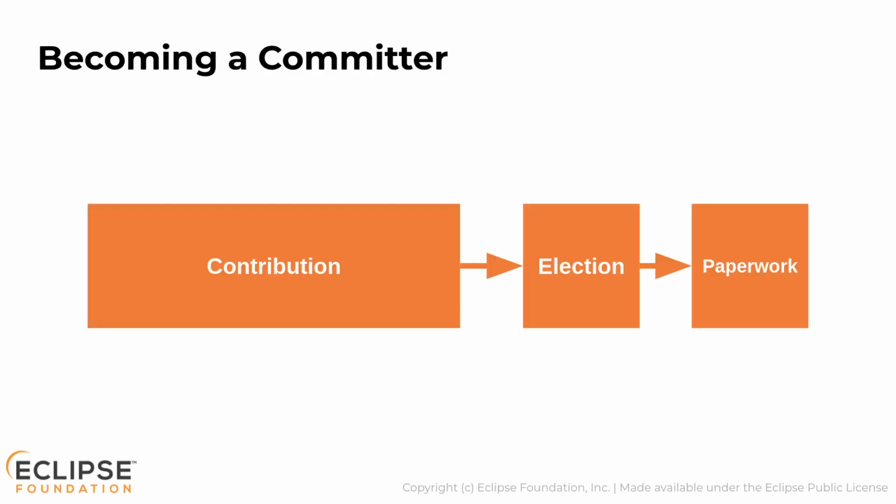So that's it. It all starts with contribution. To be a committer, one must first contribute to the project. After having established a pattern of contribution and making oneself known to the team, an existing committer may choose to nominate the candidate, thereby launching a committer election. Following a successful committer election, the successful candidate must engage with the Eclipse Foundation's records team to ensure that the required agreements are in place.